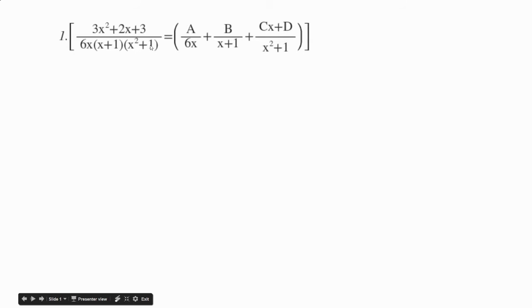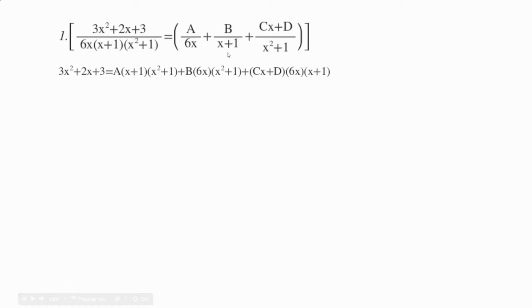So next you're going to take the bottom here and multiply it by everything over on the right. And that's going to give you 3x squared plus 2x plus 3 equals A times x plus 1 times x squared plus 1, the 6x's cancel out, plus B times 6x times x squared plus 1, the x plus 1 cancels out, and then plus Cx plus D times 6x times x plus 1, the x squared plus 1 cancels out there.